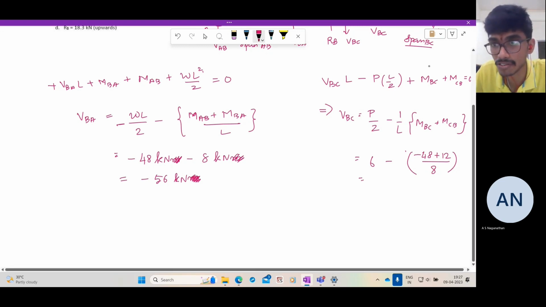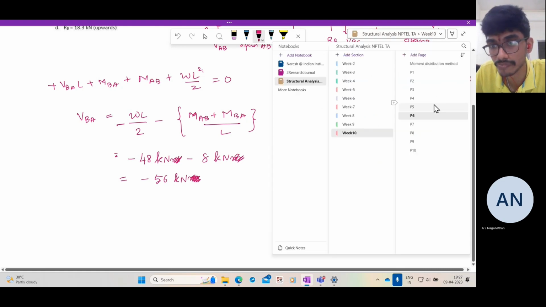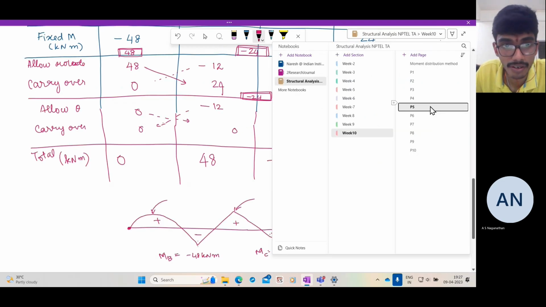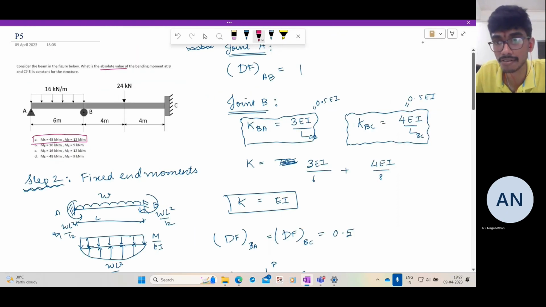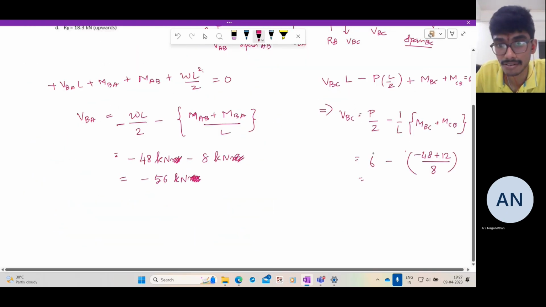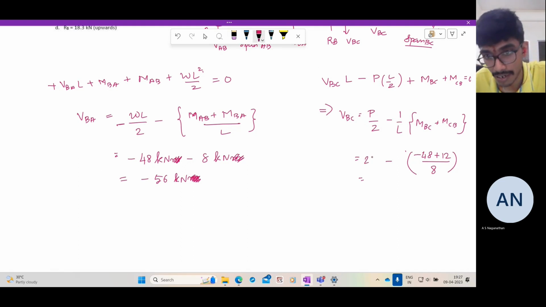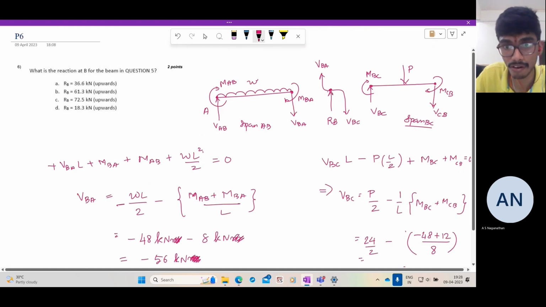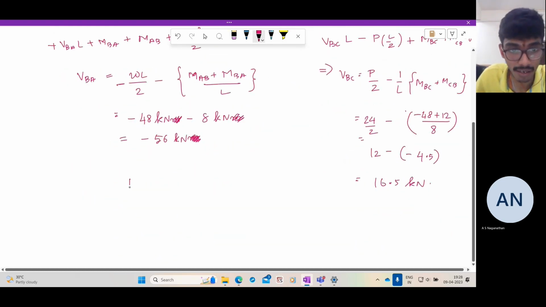Just a minute. How much is P? P is 24, not 12. So this is 24 by 2, it is 12 minus 36 by 8. So 36 by 8 is 4.5. It is 16.5 kilonewtons.